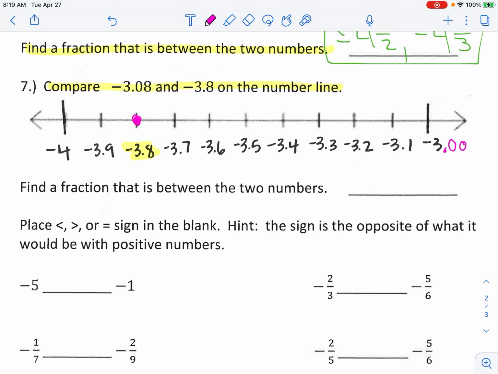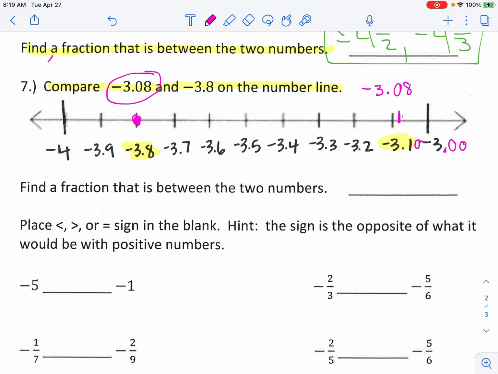And then with my negative 3.1, I'm looking right here, I'm going to make that negative 3.10. So negative 3.10, and I'm supposed to graph negative 3.08. So that would come just in front of the negative 3.10. So negative 3 8/100 would be right here.